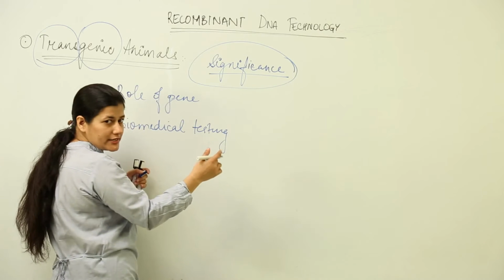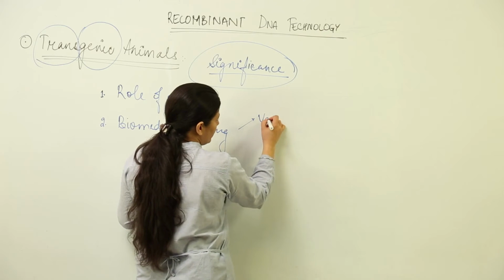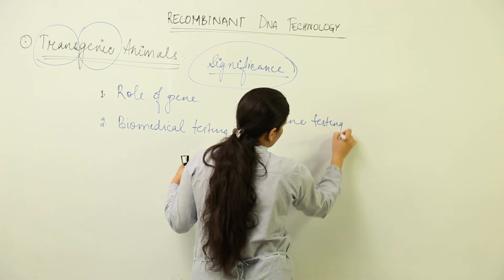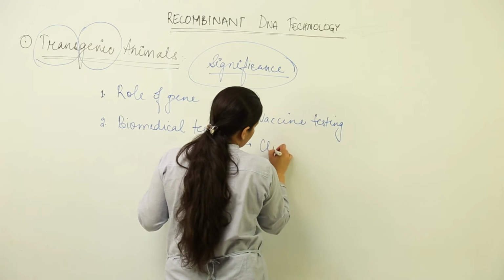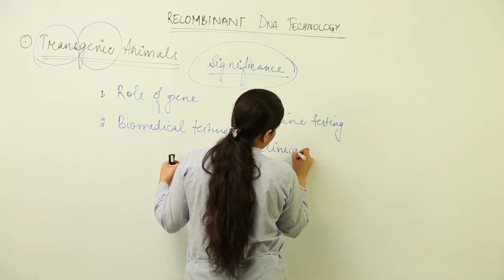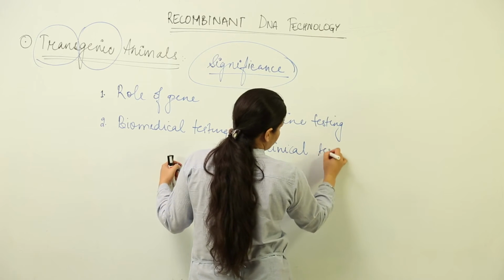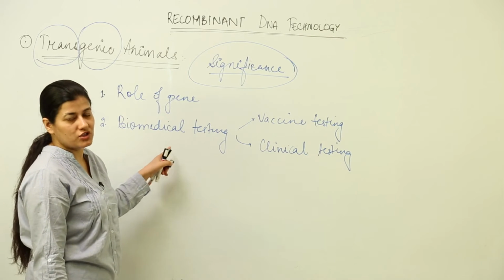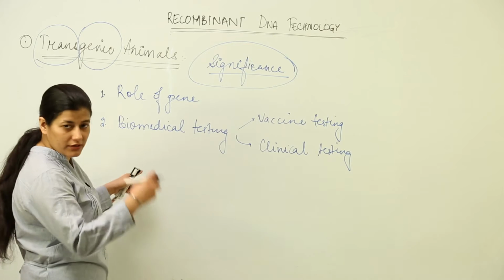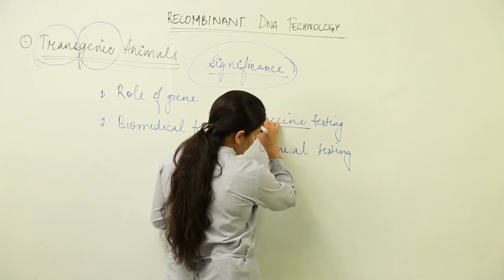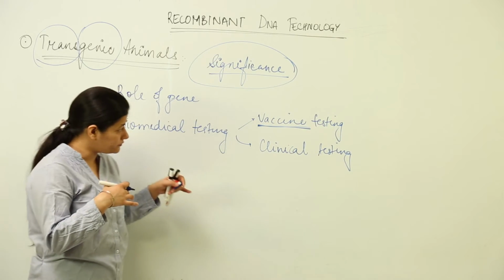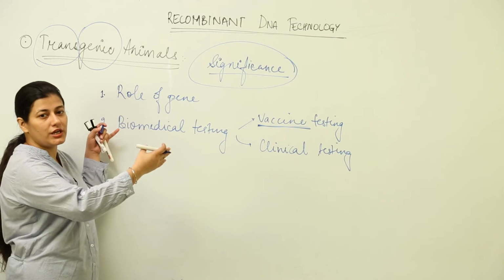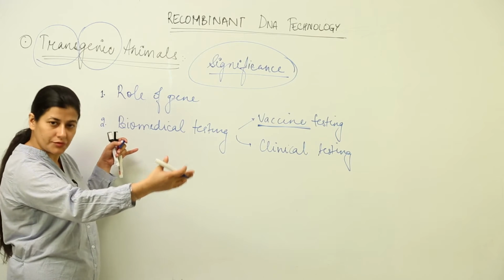Now under biomedical testing, what do we have? We have certain vaccines which are made as a result of rDNA technology. So we have vaccine testing. Other clinical testing is also covered under this field, where we have specific enzymes designed so that whatever vaccine you have created, you are going to check its effect using the transgenic animal instead of the host itself, which would be a human being.